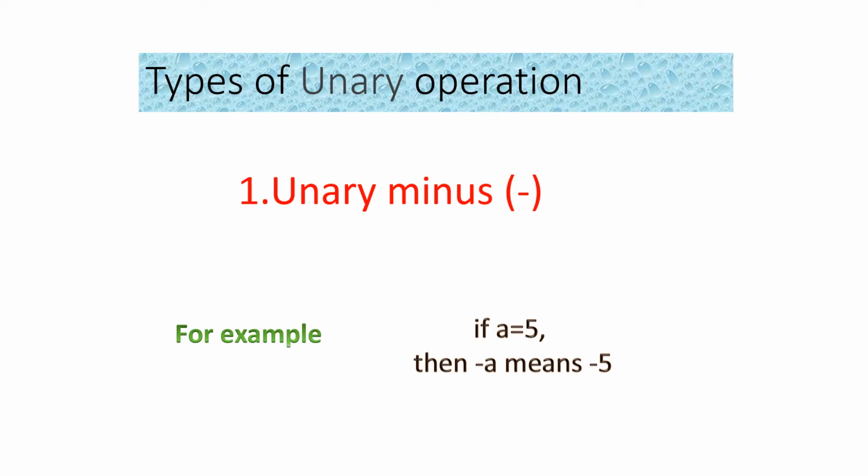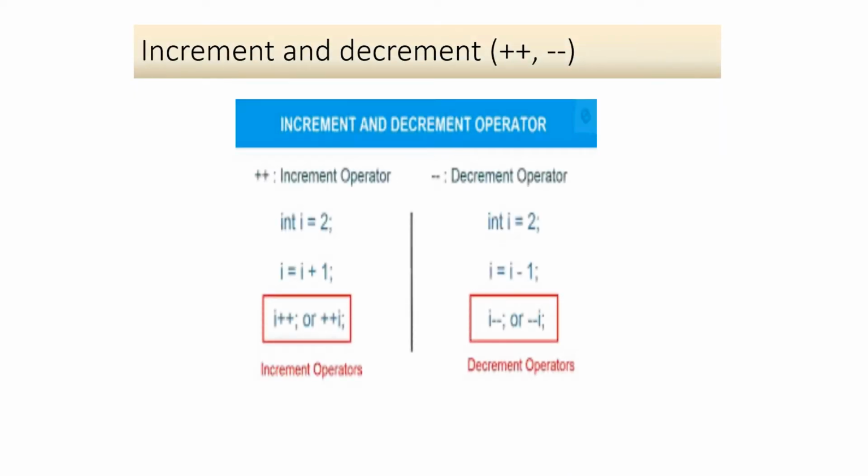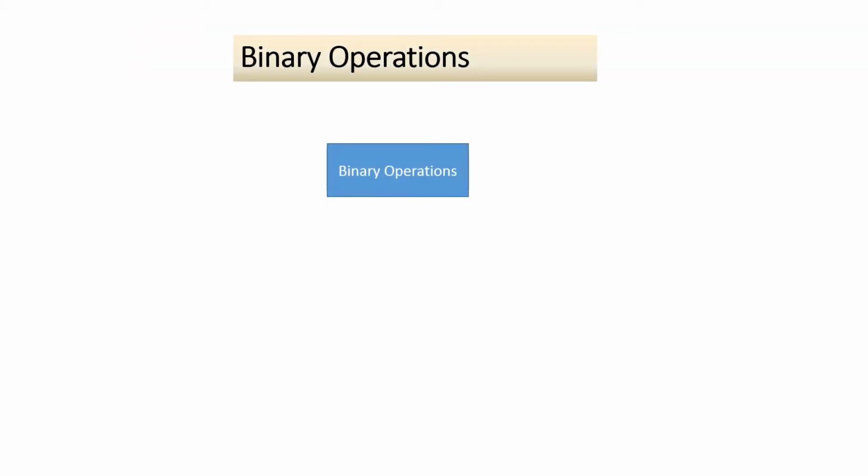Next, we have increment and decrement operator. Increment operator increases value of an operand by 1 in an operation, and decrement operator decreases value by 1 in an operation. For example, if I is equal to 2, then after increment it will become 3, and after decrement it will become 1. Next, we have binary operators category.